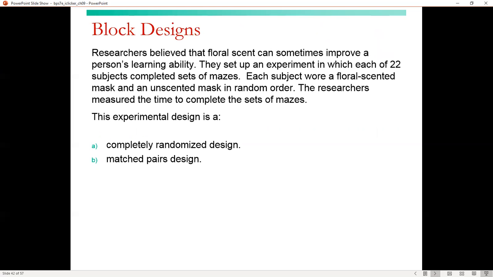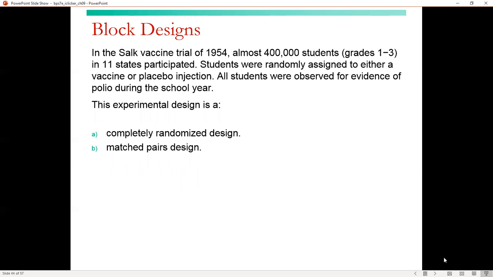Cannot realistically duplicate. Block designs. Researchers believed that floral scent can sometimes improve a person's learning ability. The experiment design is a matched pairs design. In the Salk vaccine trial, the design of the experiment is a completely randomized design.